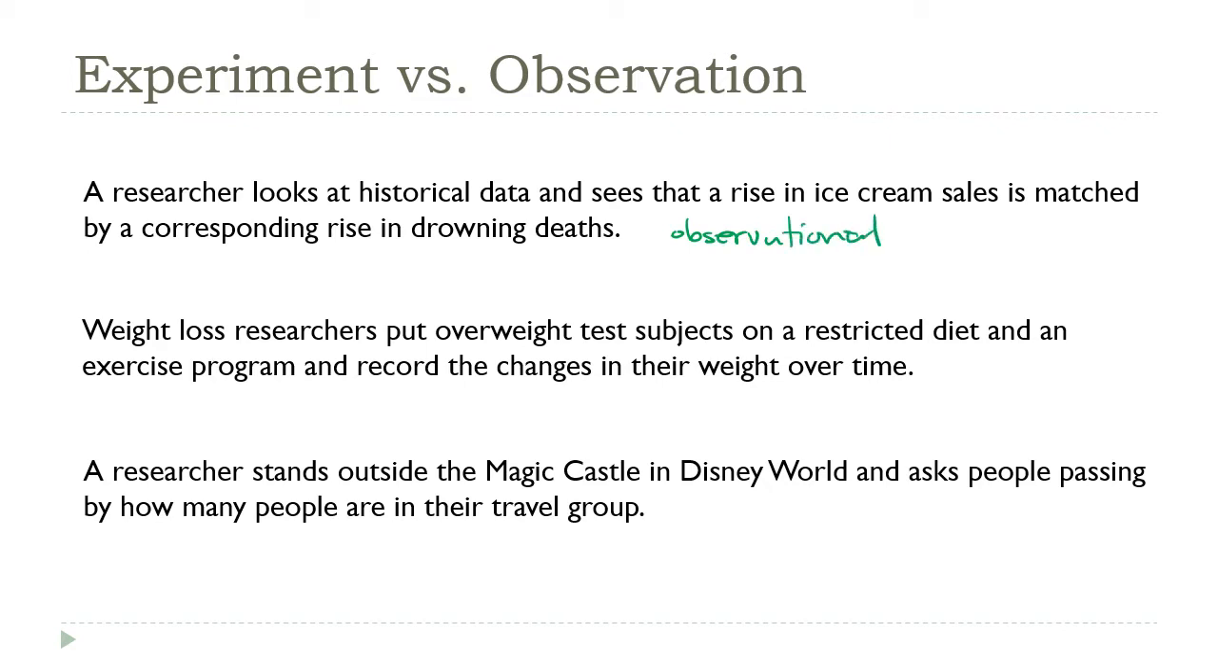Now, in the second scenario, the researchers are actually interacting with the participants. They've made a change to the participants' behavior and environment by specifying exercises they should do and the foods that they should eat. So that puts this scenario into the experimental category.